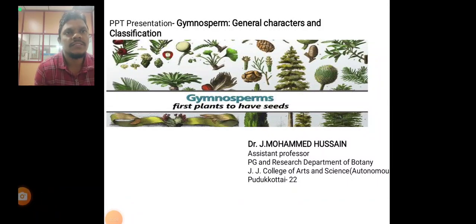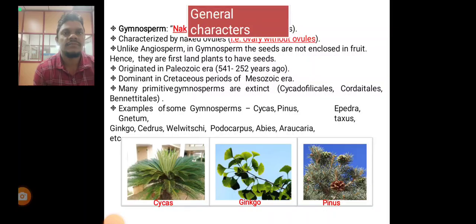Today's topic is the gymnosperm, general characters and classification. First of all, what is a gymnosperm? Gymnosperm means naked seeds. What do we mean by naked seeds? It means naked ovules, because the ovules are without a covering, it is called a gymnosperm. Unlike the angiosperms, in gymnosperms the seeds are not enclosed in fruits. Hence, the first land plants to have seeds.